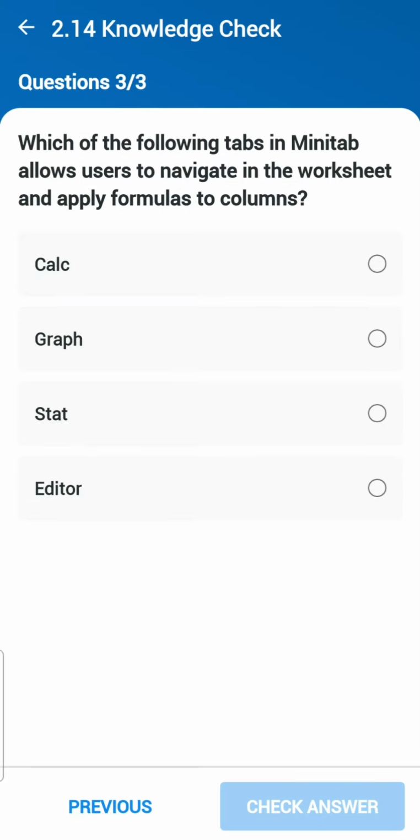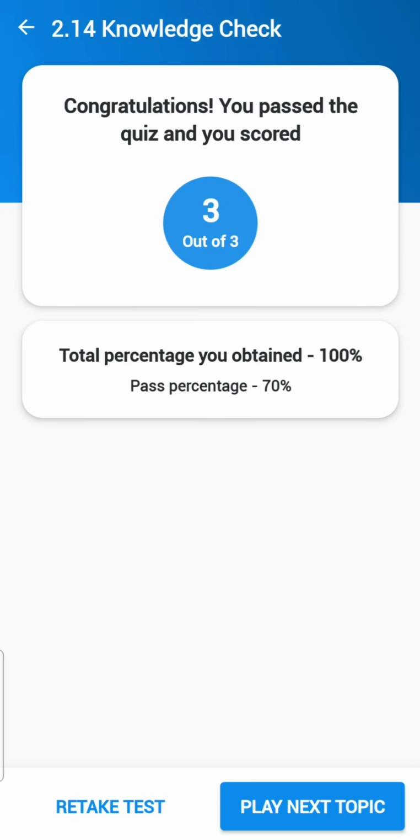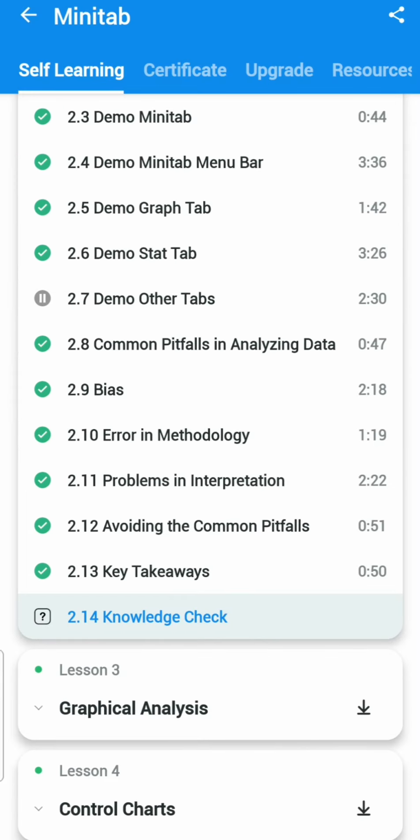Which of the following tabs in Minitab allows the user to navigate in the worksheet and apply a formula to a column? When you say apply formula to column, you can go to the editor. When you want to directly apply the formula, you can go to calculator. That's right. So we are done with the first assessment. Let's take chapter number 3.